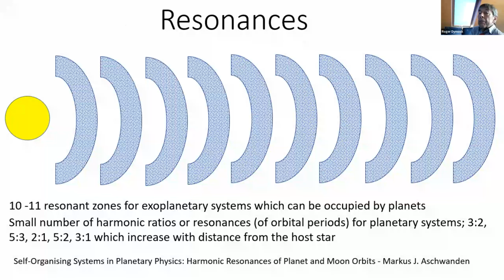According to the paper which I mentioned on the bottom here, I must admit I haven't fully understood it, so I guess I need Rodney or one of his students to explain it to me. There are 10 to 11 resonance zones which can be occupied by planets in any system. As noted, the resonance values are quite small, 5 to 3, 2 to 1, etc. So that's resonances.